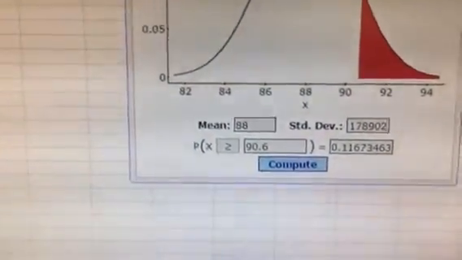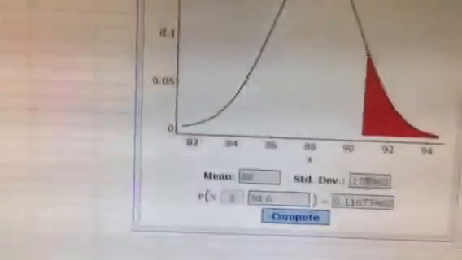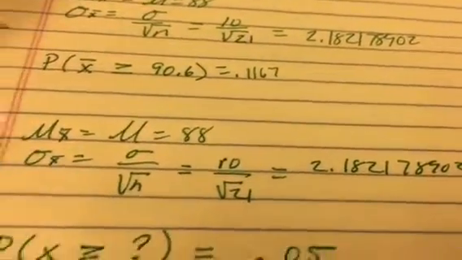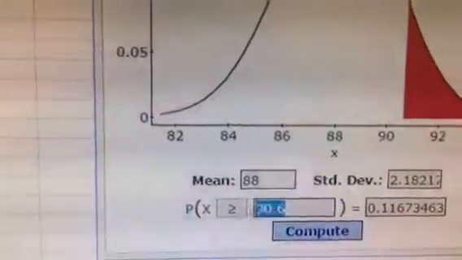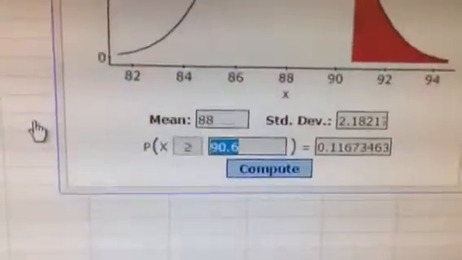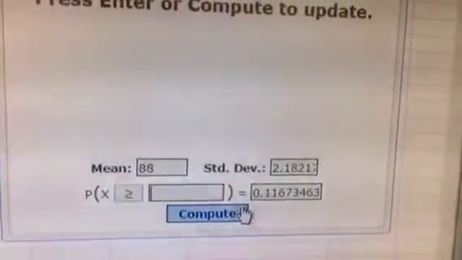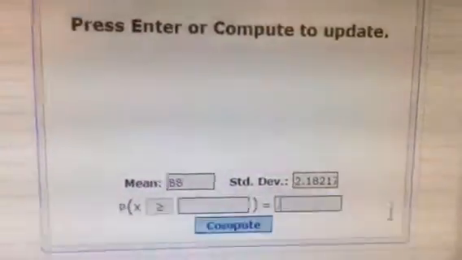So mean does not change. I think our standard deviation is still the same. Let me double check. It's hard to see here. Let me move with my arrow keys. So that's the same standard deviation. The difference is this. I'm going to take out the score. I'm going to delete that. But in the probability box, I'm going to put 0.05, because I want to know the score for 5%.